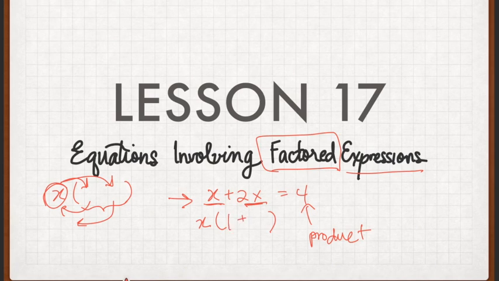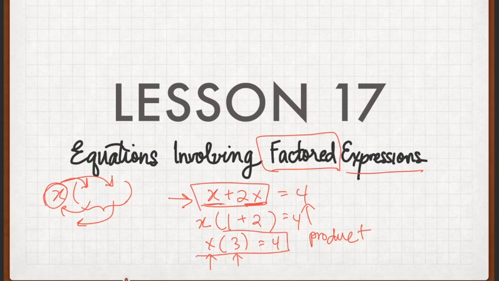So x divided by x is a 1, and 2x divided by x is 2. And so basically what we had here is x times 3 equals 4, or 3x, right? But now what we have is a multiplication. So we have rewritten this addition problem as a multiplication problem. So we no longer have the plus sign, and we have the multiplication sign.